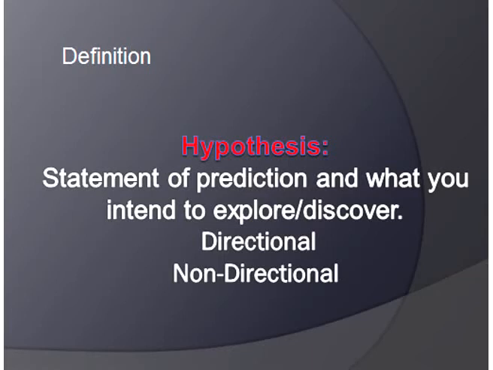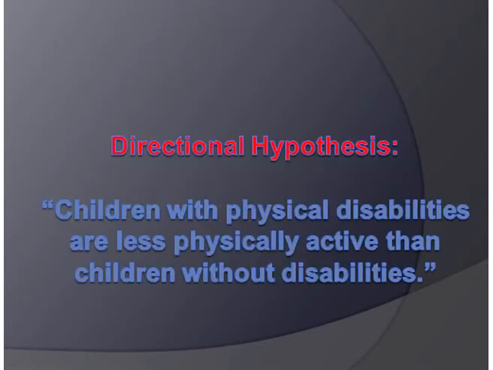There are chapters on all these types of methods in Tappan, and you can read about them. But remember, the definition of a hypothesis is a statement of prediction of what you intend to discover. Some examples of that might be a directional hypothesis, where you are saying that you're going to discover something in a direction. So you're going to say kids with physical disabilities are less physically active than those without disabilities. You can see the two groups you're studying. The first group would be the children with disabilities compared to the children without disabilities.